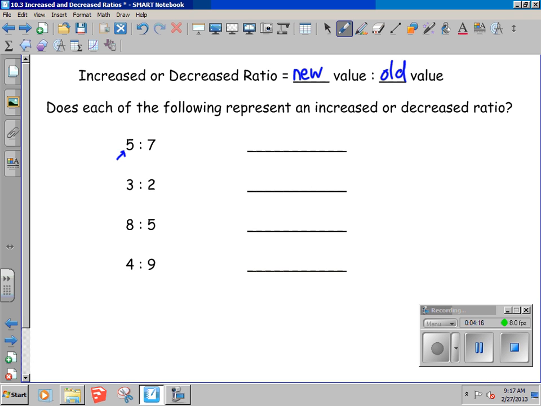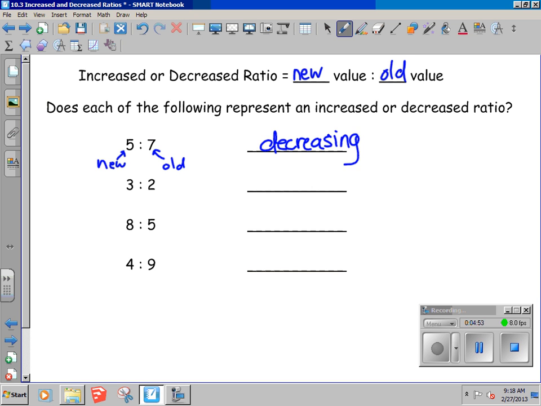So the 5 is the which value? Ethan? 5 is the new value. The previous or old value is 7. So is this an increasing or decreasing ratio? What's happening from the old value to the new value? It's decreasing. It's going from 7 to 5, so this is a decreasing ratio.